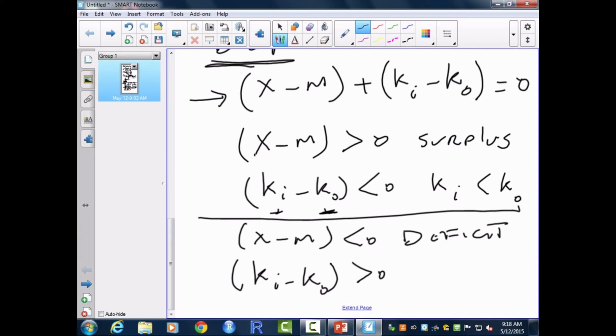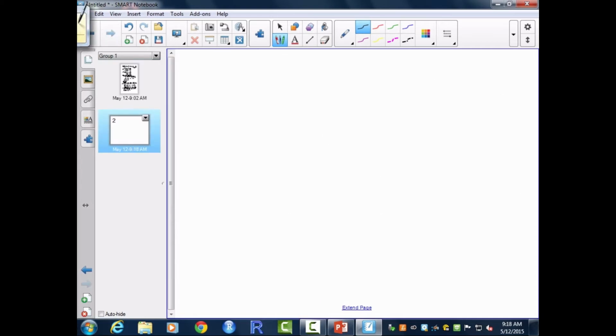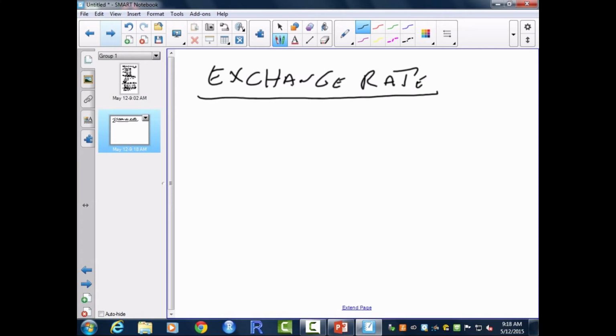That's one issue. Let's talk about another thing in this chapter. Exchange rate. Exchange rate is the value of a currency in terms of another. A value of a currency in terms of another. And we show it with R.